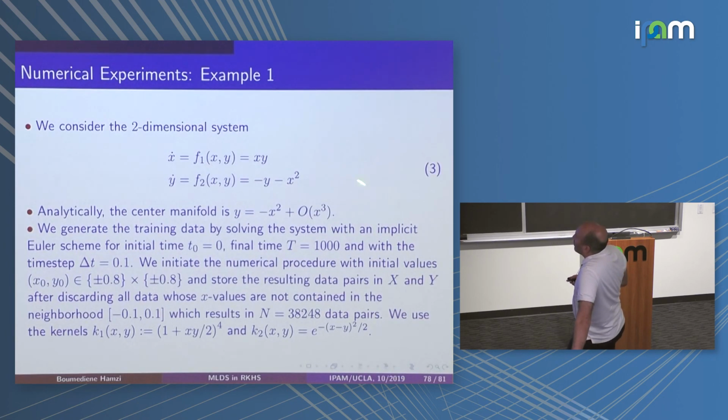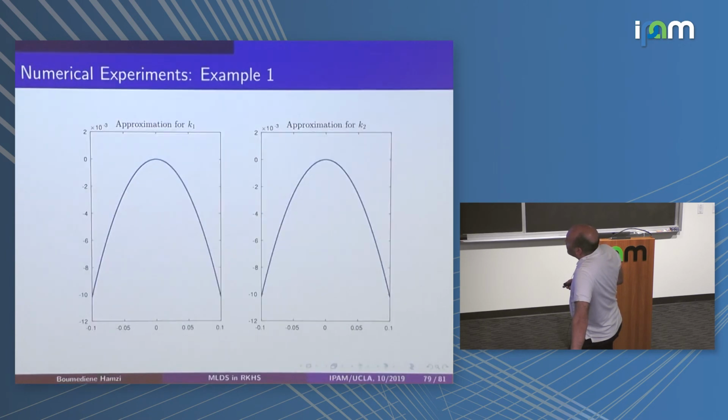So we consider the following, to illustrate the concept. We consider a two-dimensional system where we know analytically that there is an approximation of the center manifold as y is equal to minus x squared. So we used two kernels. One is the quartic kernel, and the other one is a Gaussian kernel, and both of them work to approximate the center manifold.